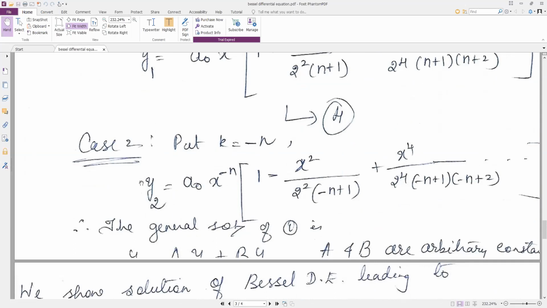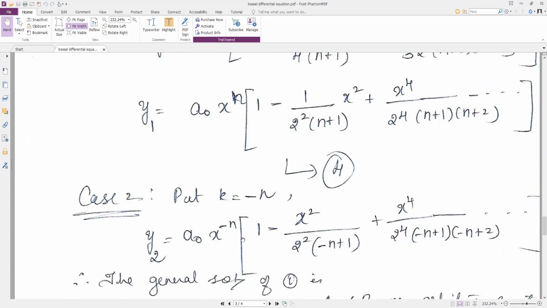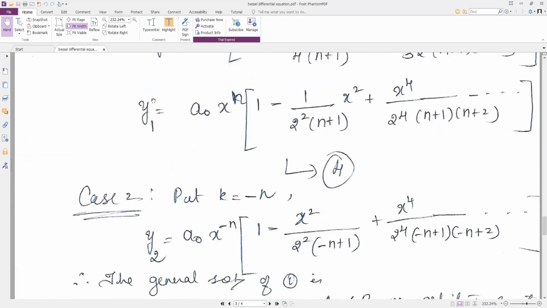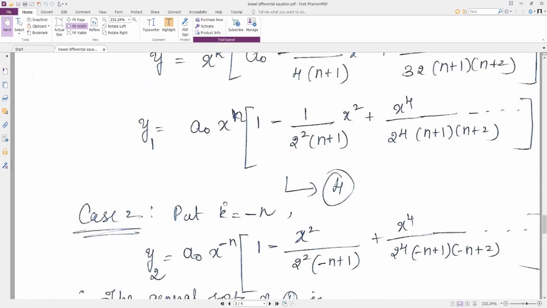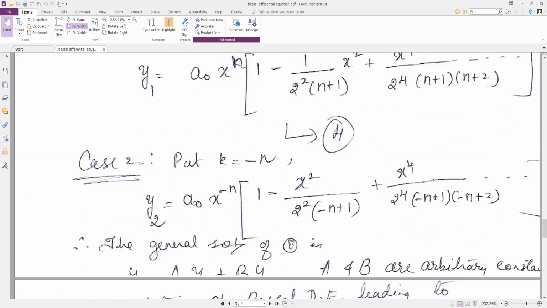Then take another case similarly, this is for the first case. Now let me put k equal to minus 1. What you need to do is just change the value of k as minus 1. Wherever there is k, you put it as minus 1, you will get case 2. So what will be the general solution? A into y1 plus b into y2. So you will get the general solution for Bessel differential equation. So you only need to do it for k equal to n, and for case 2 you can just put k equal to minus n in the previous expression. You will get the value.